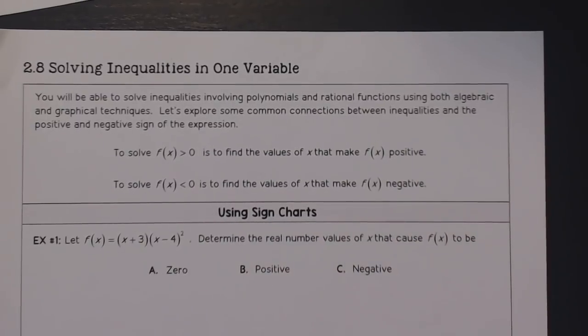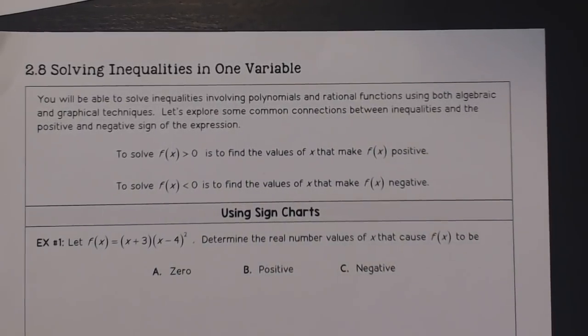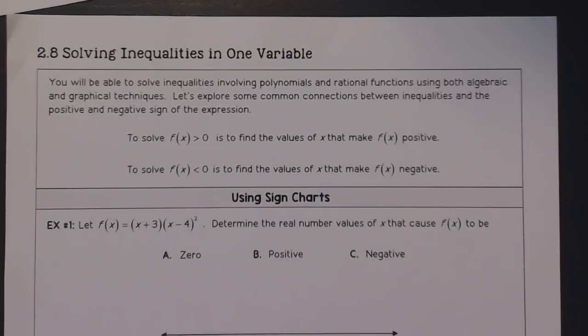Hey everyone, so today we're talking about 2.8, solving inequalities in one variable. Essentially what we're trying to do is solve inequalities involving polynomials and rational functions using both algebraic and graphical techniques. We want to explore some of the common connections between inequalities and the positive and negative signs of the expression.